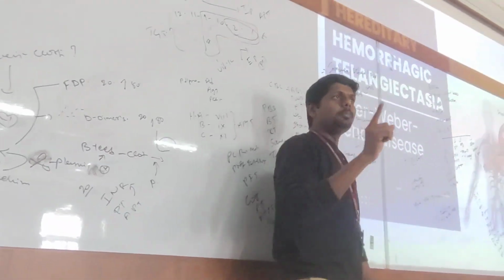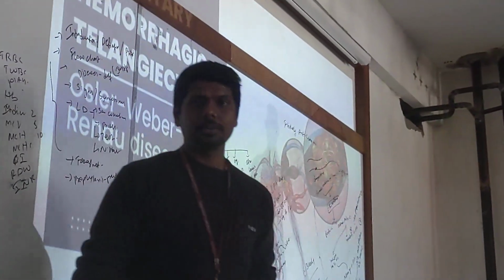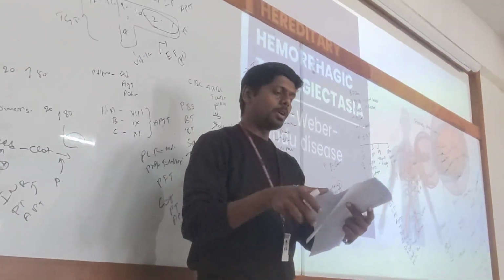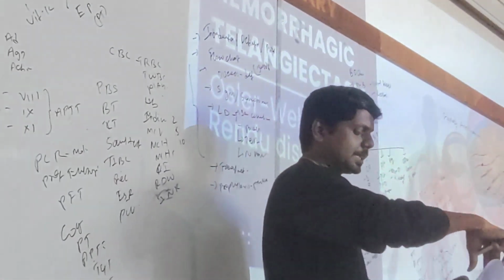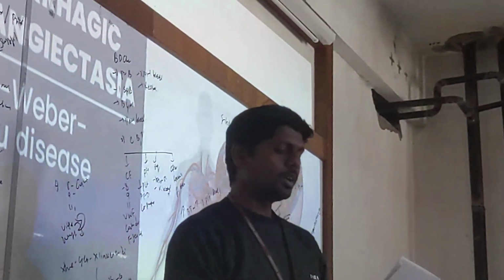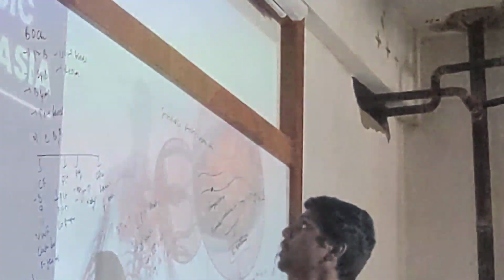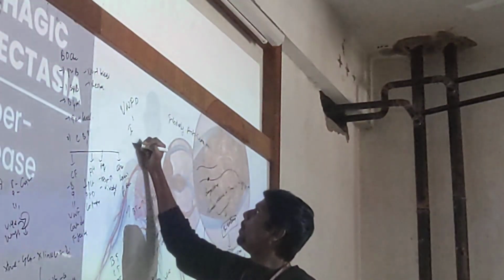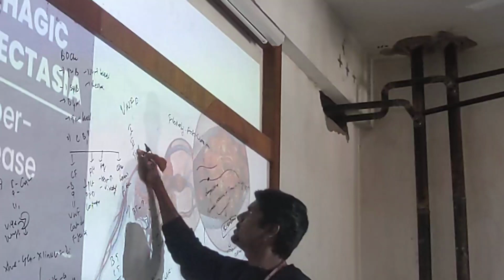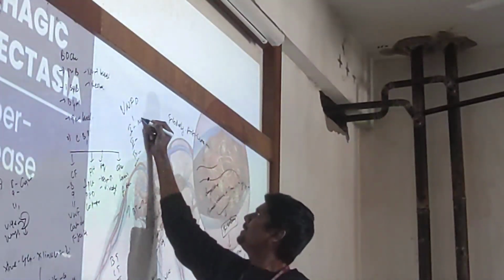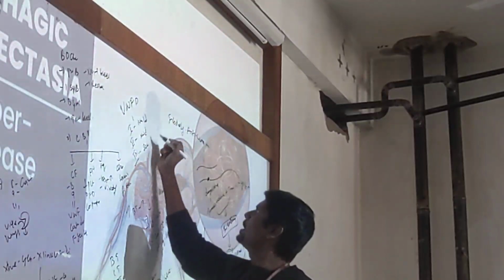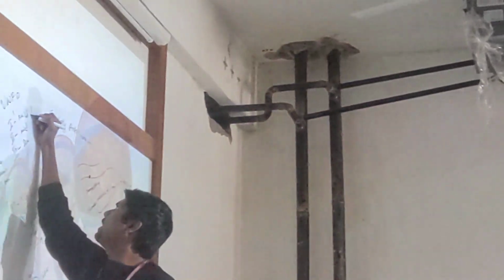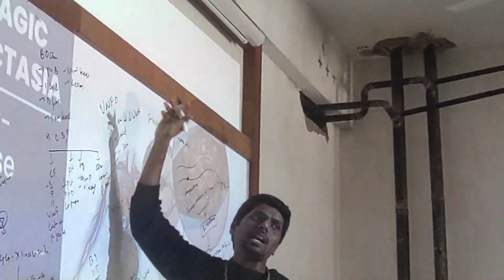Now listen, von Willebrand factor disease is of three types. This you need to write. Mild, moderate and severe: type 1, type 2, type 3. In mild, the patient has von Willebrand factor but the levels are reduced.